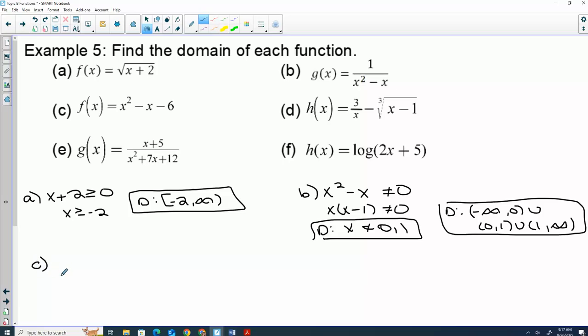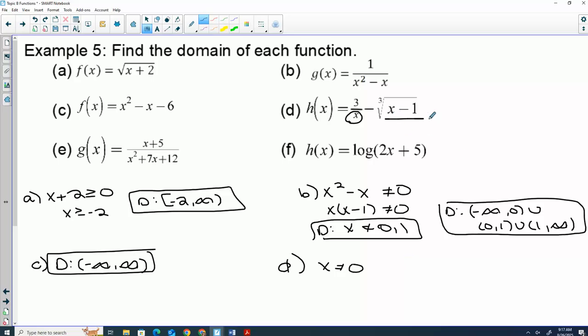C, do we have a fraction? No. Do we have a radical? Do we have a log? So what's our domain? It doesn't break any of our rules, it can be any number. All right, D, we have a few things going on. We have a fraction, so if I look at that fraction, I know the bottom, so x can't be 0. I also have a radical. Do I need to worry about that radical? Why not? My index is odd, so I don't have to worry about it. So it's just x can't be 0. So negative infinity to 0, union 0 to infinity.